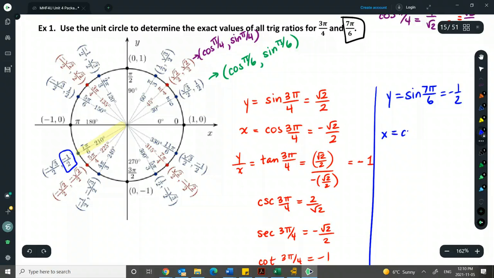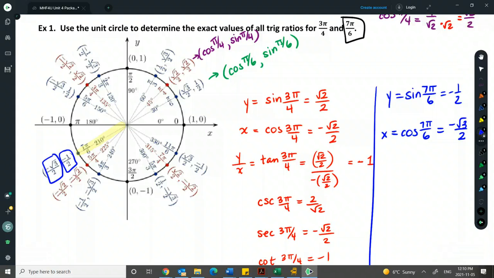X will tell us the cosine at that location. So what's the x-coordinate there? Negative root 3 over 2. Done. So it's actually a lot faster than placing the angle, doing the whole cast rule. We can just use it for all the different questions that we have.